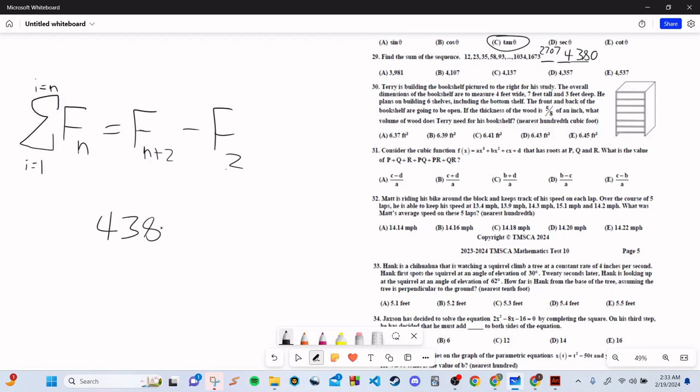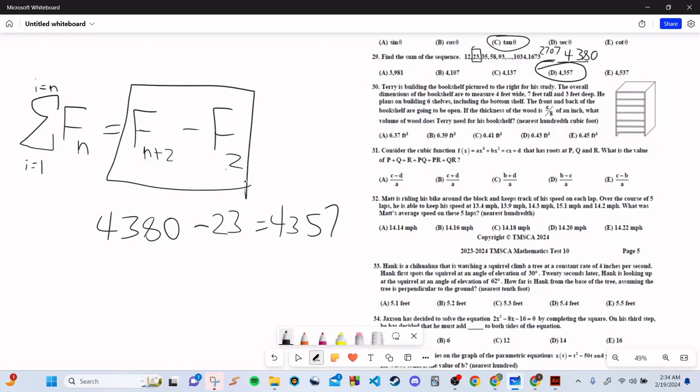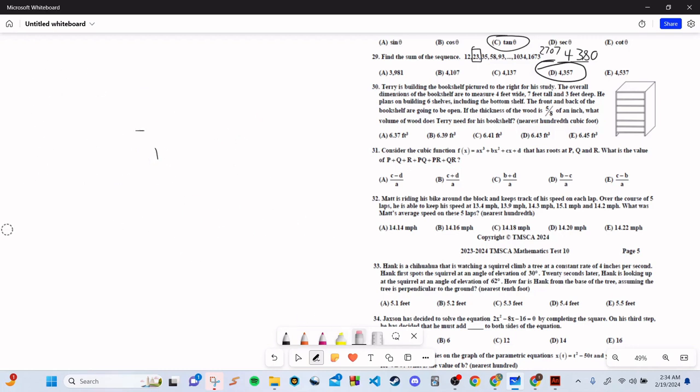So we're going to do 4380 minus f of 2, which is the second Fibonacci number. So that's going to be 23. And so that gets us 4357. So that's going to be answer choice D. So make sure, if you want to find the sum of a Fibonacci-like sequence, remember this formula. It's also pretty useful for the number sense competition if you see a series like that.